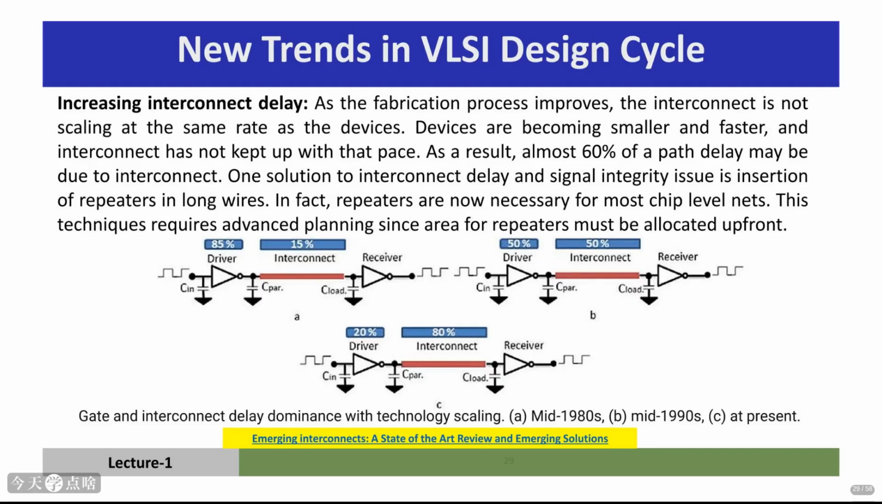Things are changing rapidly in the VLSI world. One big trend is increasing interconnect delay. While transistors are getting faster, the wires connecting them aren't scaling down as fast. In fact, the delay caused by these interconnects can dominate the overall path delay. Look at the graph. Decades ago, gate delay was king. Now, interconnect delay is a huge factor.